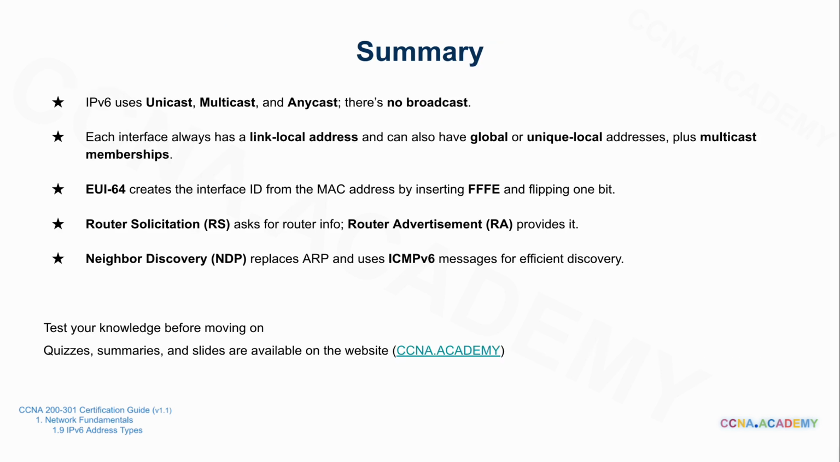Let's recap. IPv6 uses unicast, multicast, and anycast instead of broadcast. Every interface always has a link local address and usually one or more global or unique local addresses. The modified EUI-64 process builds a 64-bit interface ID from the MAC address. Router solicitation and router advertisement work together to automate IPv6 addressing, and neighbor discovery handles device and gateway detection. In short, IPv6 is simpler, smarter, and built for the scale of modern networks.